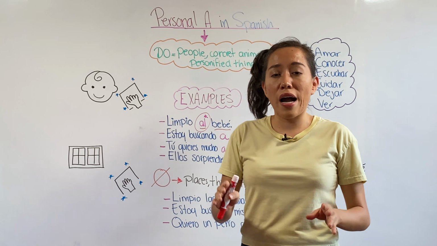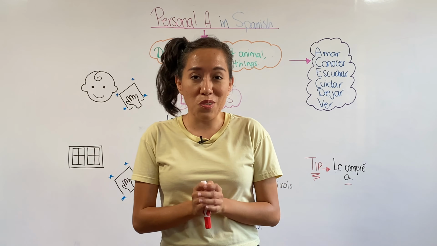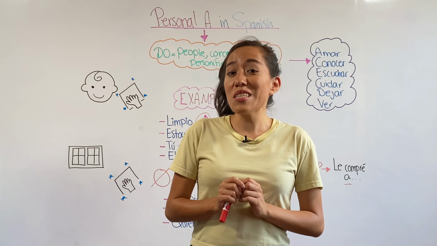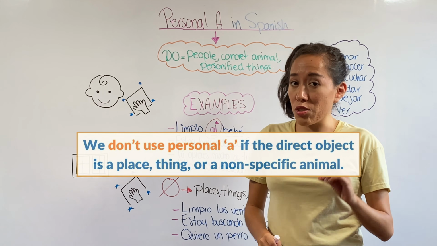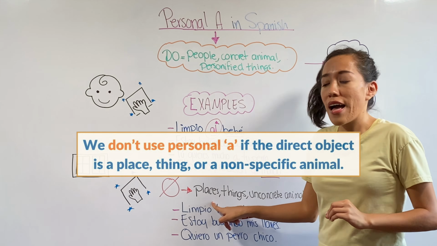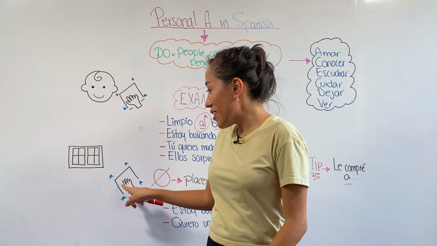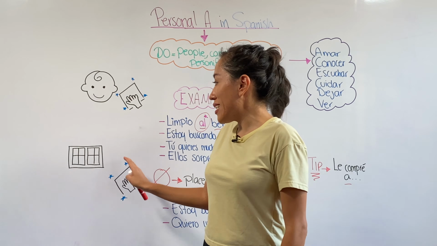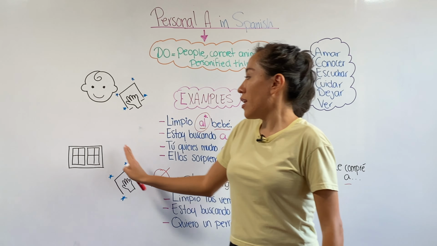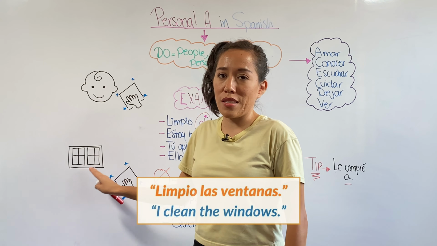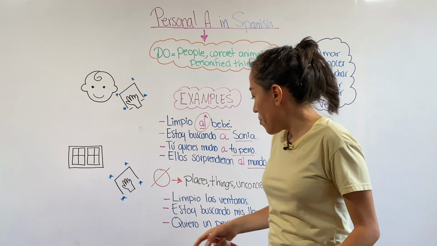It's still personal a. So an easy way to know when to use personal a is knowing when not to use it. In Spanish, we don't use personal a if the direct object is a place, a thing, or an unconcrete thing. Again, remember the direct object is the thing that receives the action. For example, limpio las ventanas. The windows are not people, right? So I don't need personal a.